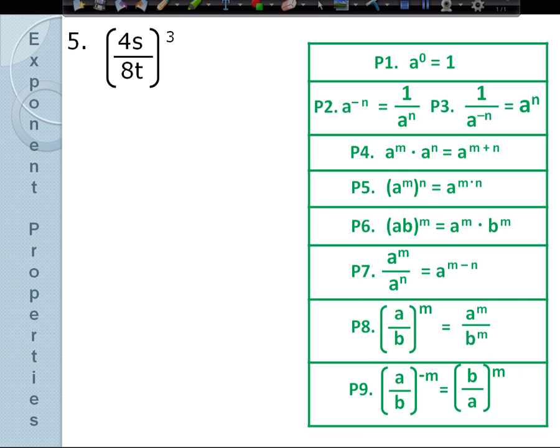All right, number 5 says parentheses 4s over 8t, all raised to the 3rd power. So first of all, we're going to reduce that fraction. We can go ahead and reduce the 4 over 8, and it's going to become 1 over 2. Then we're going to look at property number 8 that says everything in the parentheses gets taken to the power. So everything in these parentheses is going to get taken to the 3rd power.